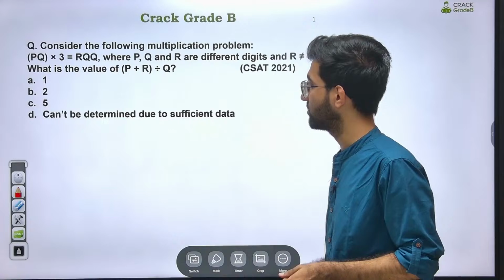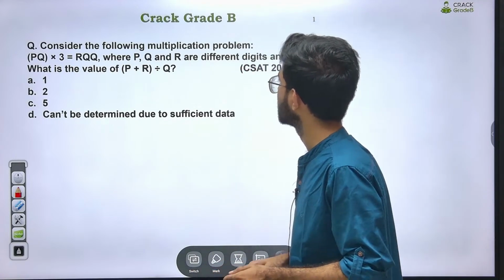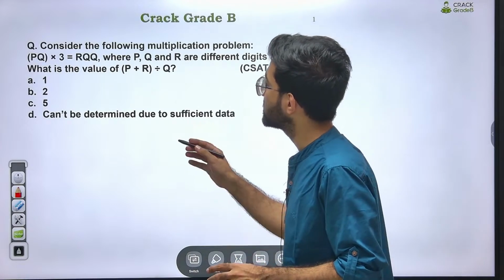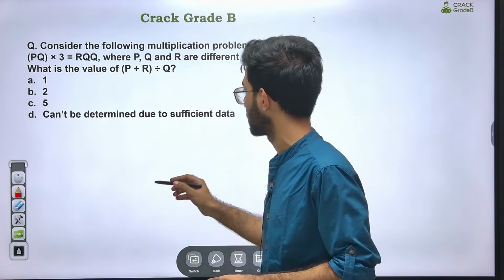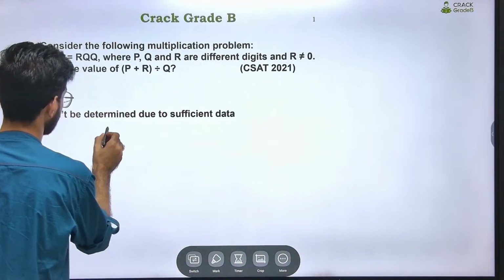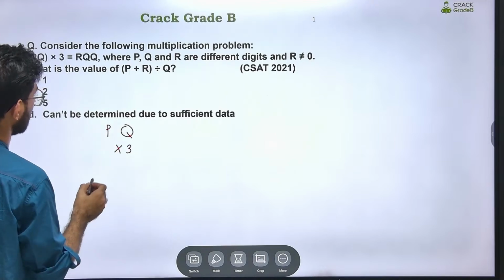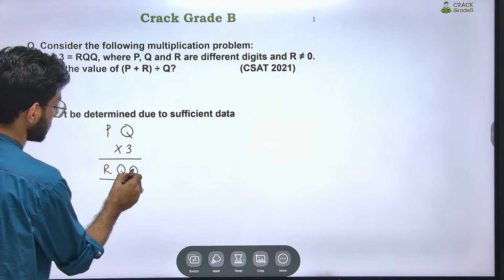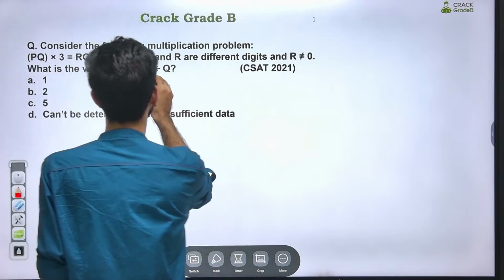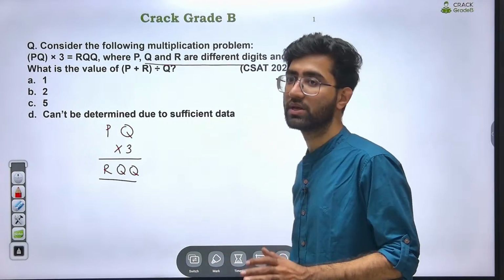So you should be good at this kind of question if you really want to solve it. Let us read the question. It says, consider the following multiplication problem: PQ into 3 is equal to RQQ, where P, Q and R are different digits and R is not equal to 0.